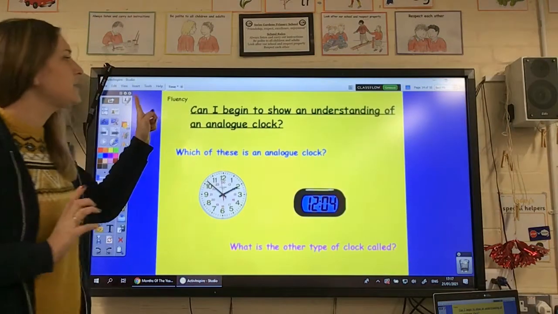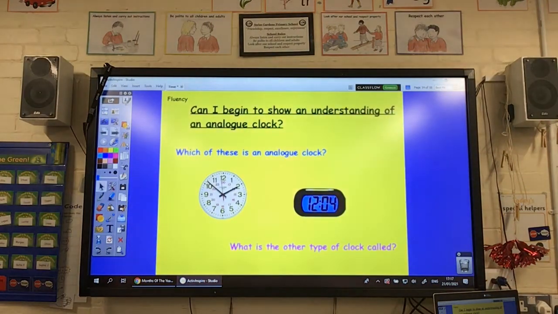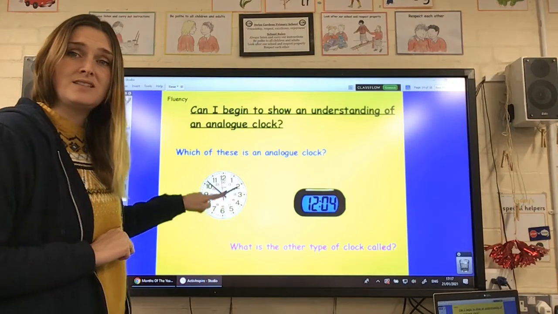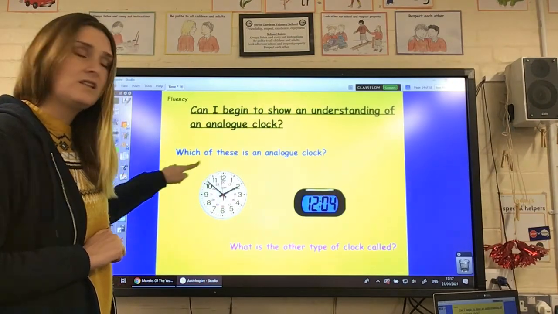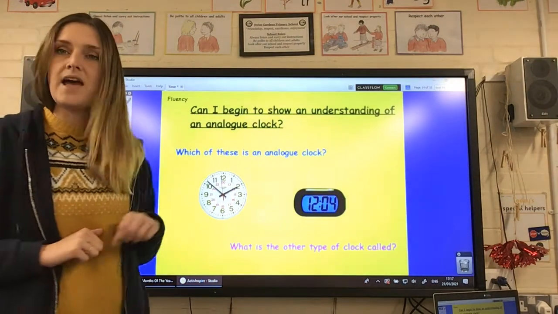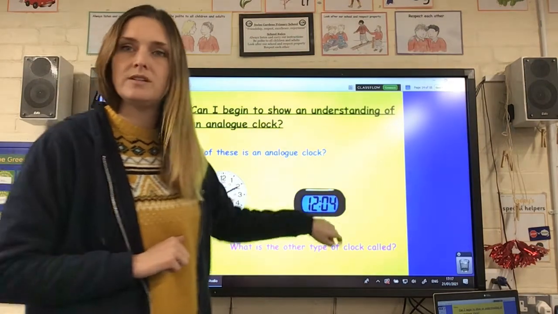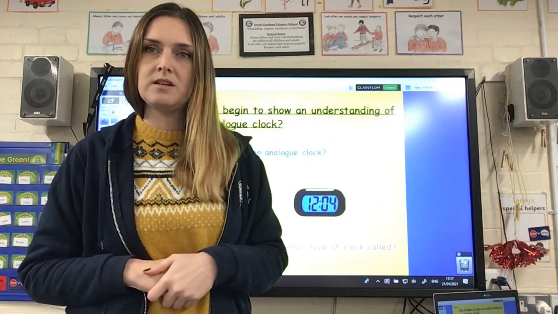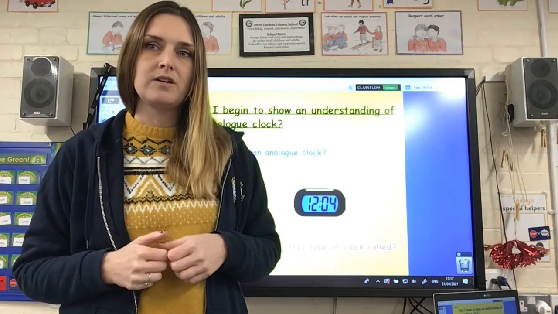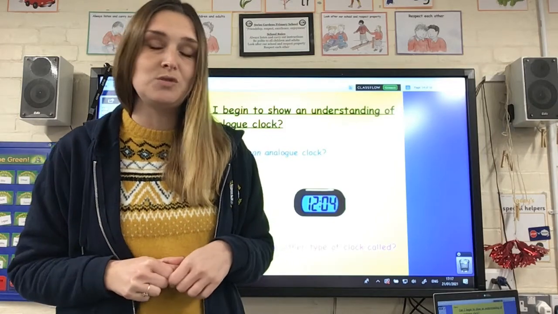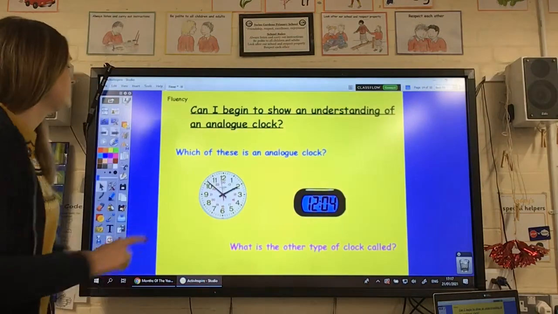So today we're going to begin to show an understanding of an analog clock. So I've got two clocks here. Which one is the analog clock? Can you point at it? Okay, well done. This one here with the hands and the numbers all around the edge, the circular one, is our analog clock. What's this one called? Does anybody know? It shows us a different type of time. It's called digital time. So this is our digital clock.